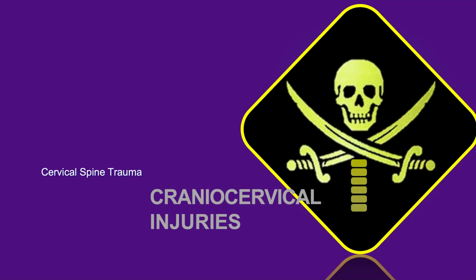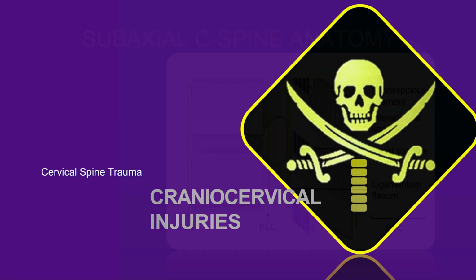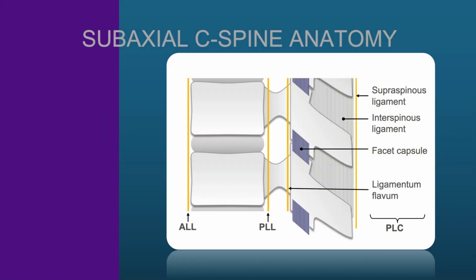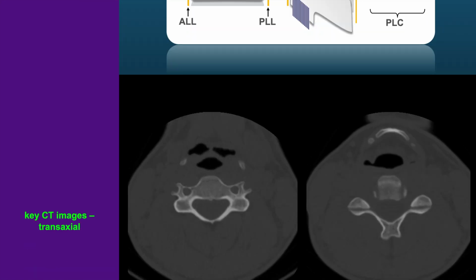Let's take a look at some craniocervical injuries. First, let's do a little bit of anatomy here. In the cervical spine, other than the osseous elements, we know that we have certain reinforcing soft tissue structures: the anterior longitudinal ligament, the posterior longitudinal ligament, the ligamentum flavum anterior to the lamina and in front of the facet joints, the facet joint capsules themselves, and then the interspinous ligaments between the spinous processes.